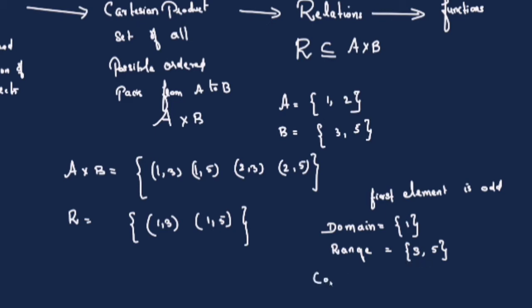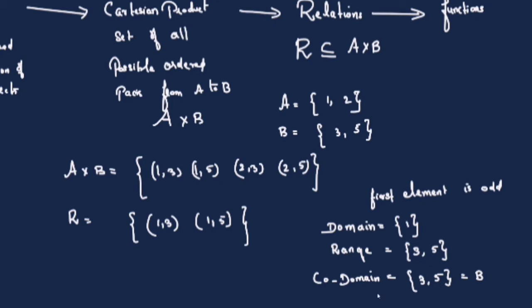There is something called the codomain. The codomain is the set B. What is the set B? In this case both are same. They may not be same always. Set B is your codomain. Domain, range. So domain is the set of all first elements of the relation, the range is the set of all second elements, and the codomain is the set B.